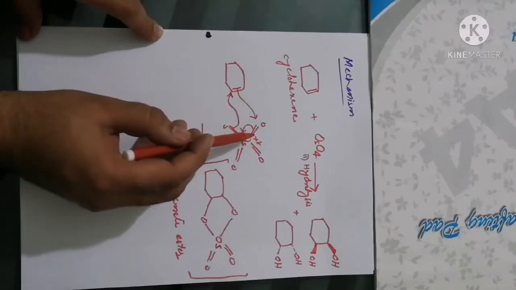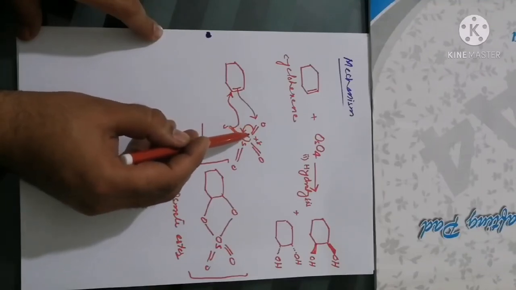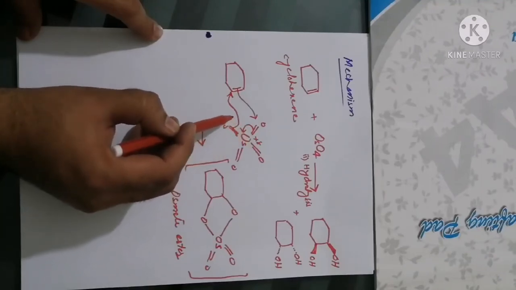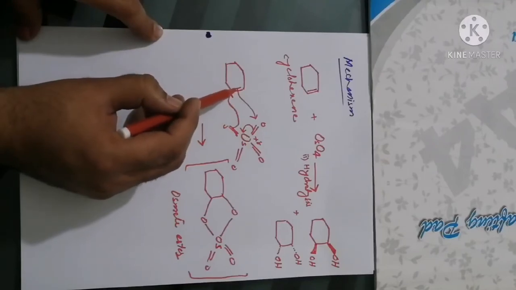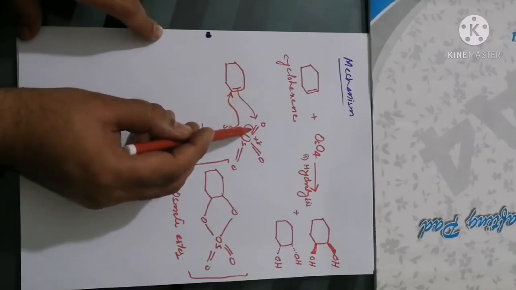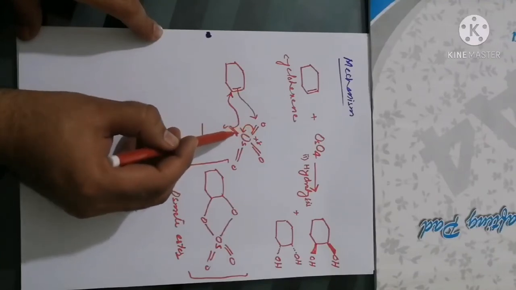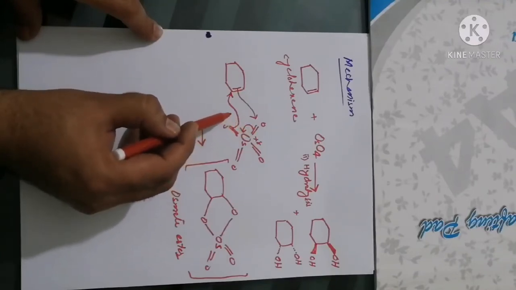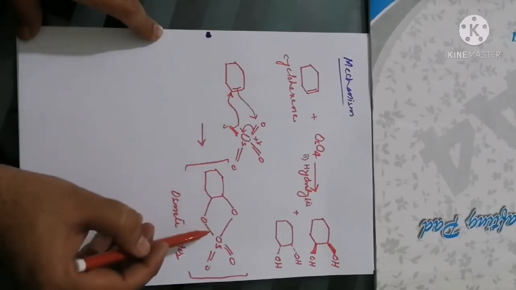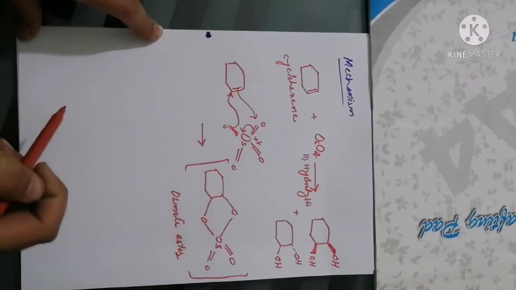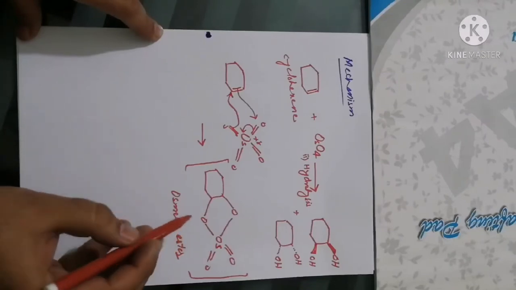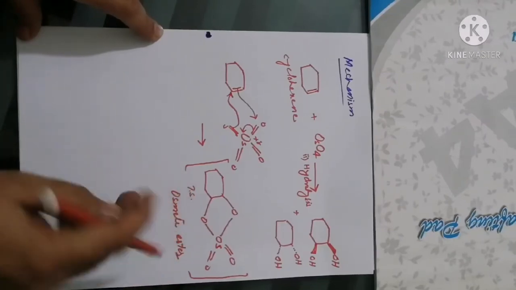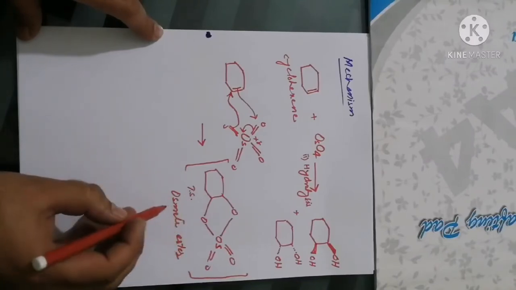This oxygen is electron deficient. Why? Because osmium is electron deficient, it is pulling the electron density towards itself. So this nucleophile attacks here, then to balance the valency this bond moves over here, and then this bond moves over here, so we get a cyclic transition state, and this cyclic intermediate is called an osmate ester.